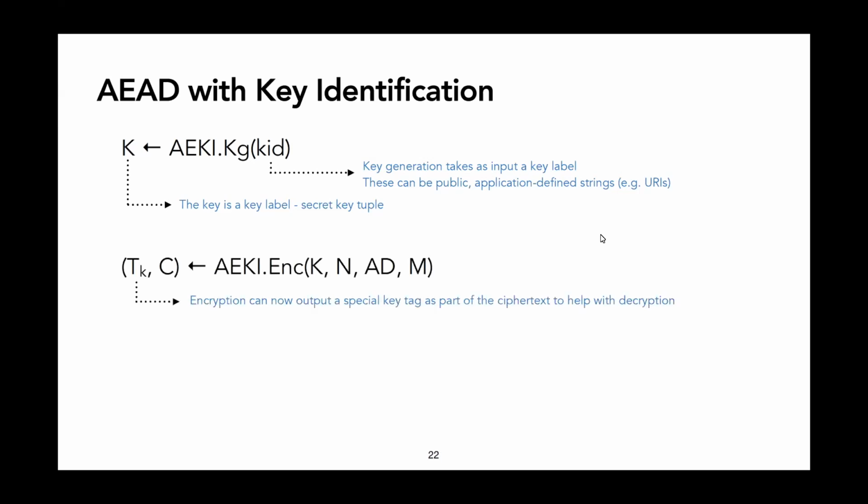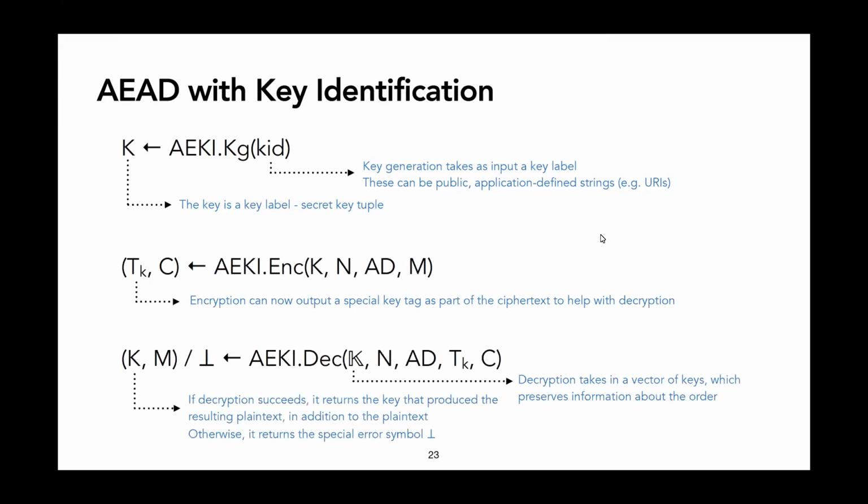Encryption takes as input a key, nonce, associated data, and message, and it outputs, in addition to the ciphertext, a special key tag. This can be used to help with identifying the key during decryption. And lastly, decryption takes as input a vector of keys, a nonce, associated data, a key tag, and a ciphertext. Notice here that we choose to model a vector of keys rather than a set of keys. This is to preserve information about the ordering of keys, which might affect the decryption outcome. If decryption succeeds, it returns the key that produced the resulting plaintext, in addition to the plaintext itself. Otherwise, it returns a special error symbol, bot.